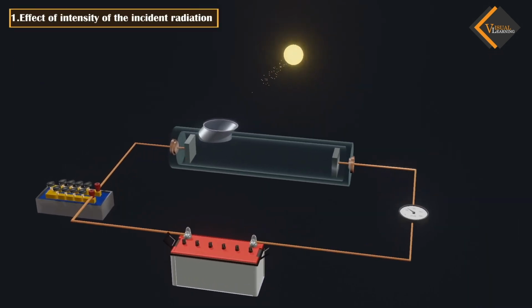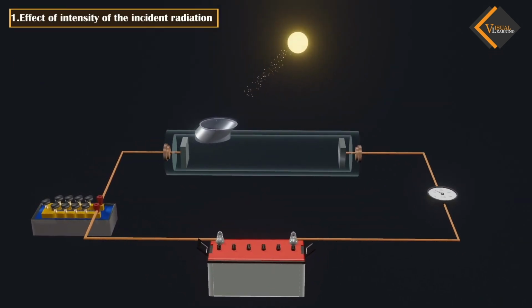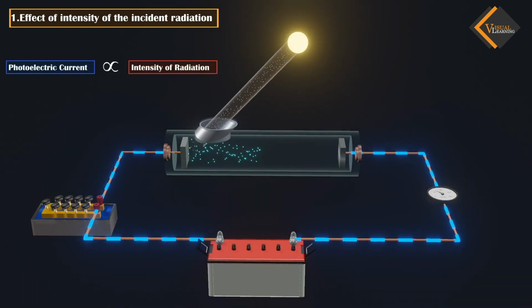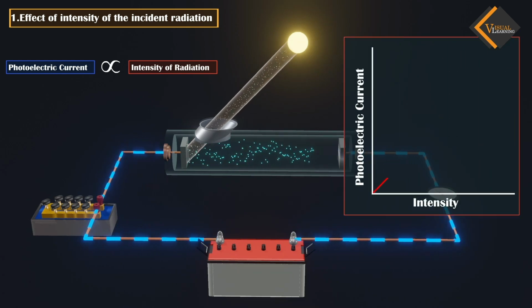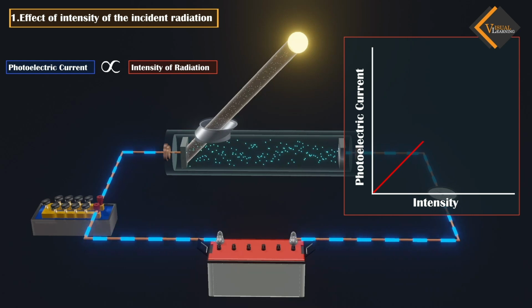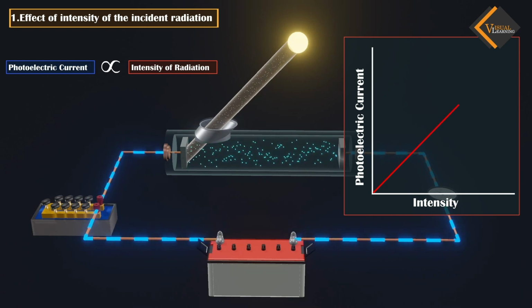Effect of intensity of the incident radiation. In this experiment, it was found that the photoelectric current is directly proportional to the intensity of radiation. This means that the more the intensity of radiation, the more photoelectric current will be generated.